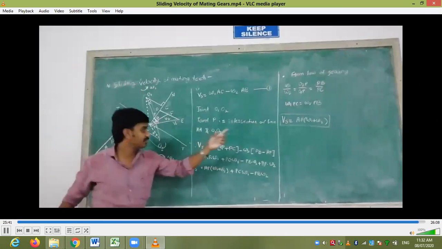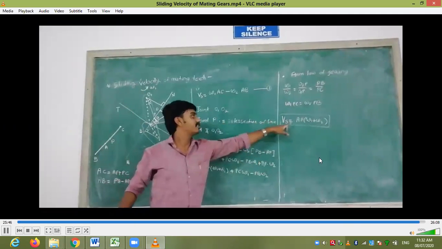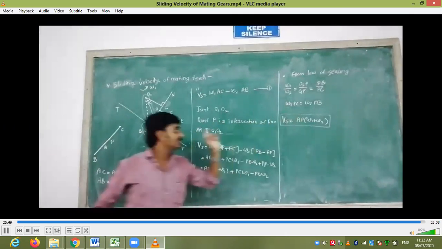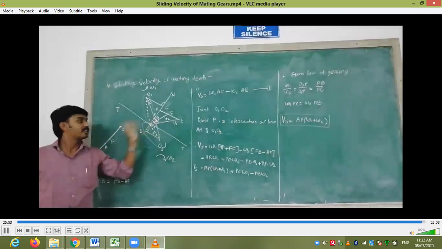And from this equation, it is clear that sliding velocity is directly proportional to the distance between the point of contact and the pitch point.